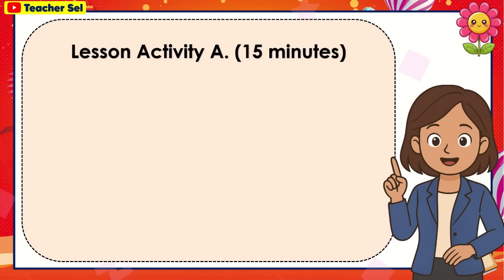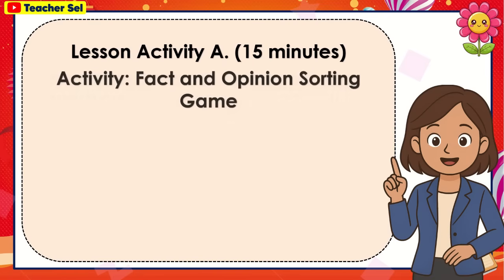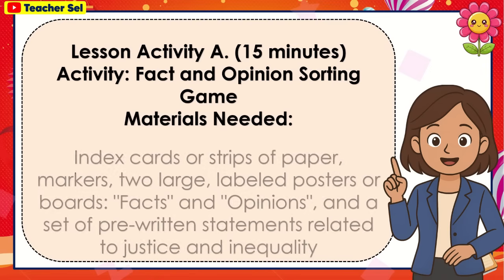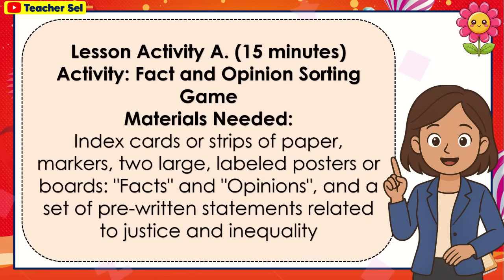For lesson activity A, it is good for 15 minutes. The title of the activity is Fact and Opinion Sorting Game. Here are the materials needed: index cards or slips of paper, markers, two large, labeled posters or boards, facts and opinions, and a set of pre-written statements related to justice and inequality.